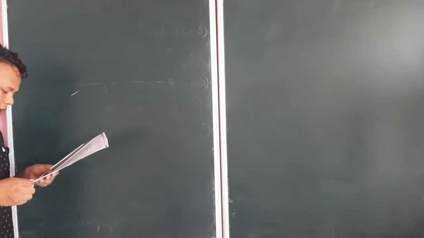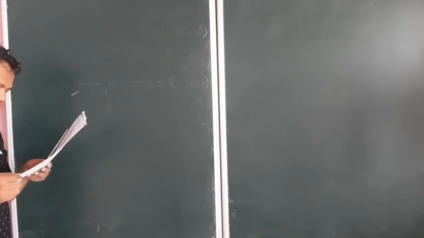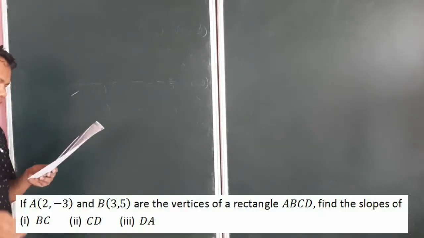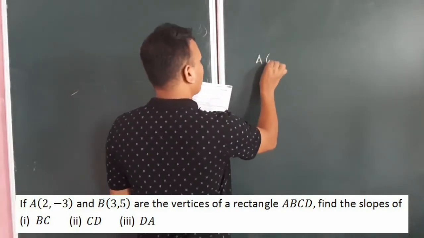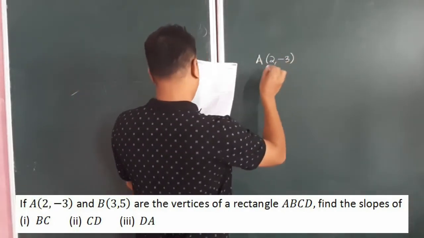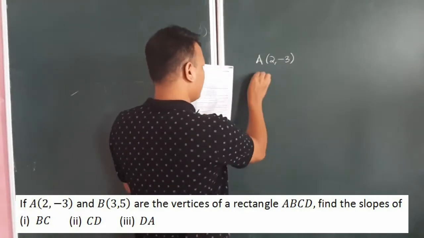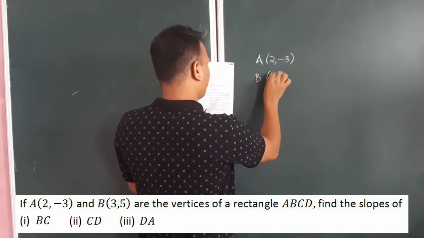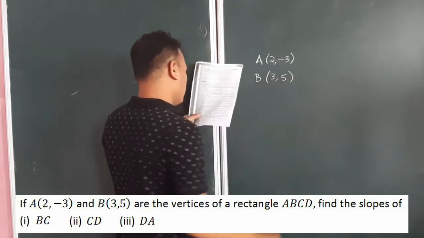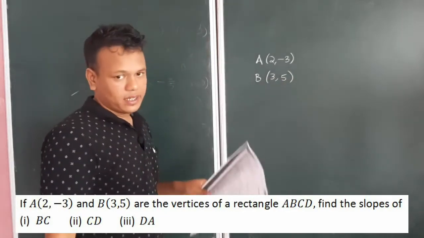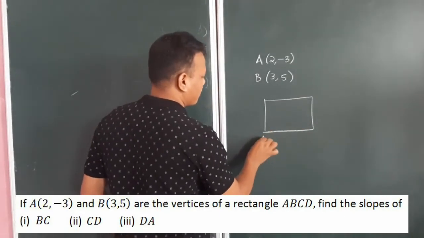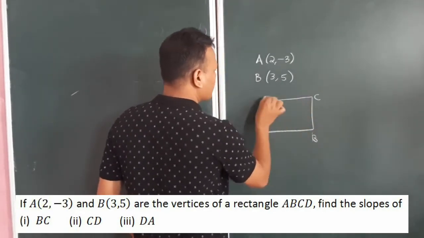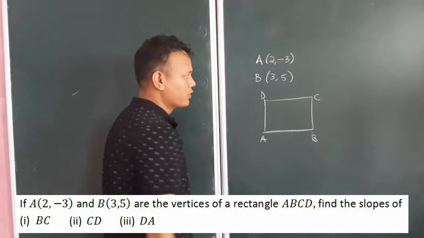Okay, so let me take question number 11 for you. So let me read the question. So if A, that is 2, minus 3, and B, that is 3, 5, are two vertices of a rectangle ABCD. So there's a rectangle ABCD, okay, where the coordinates of A and B are given to you.